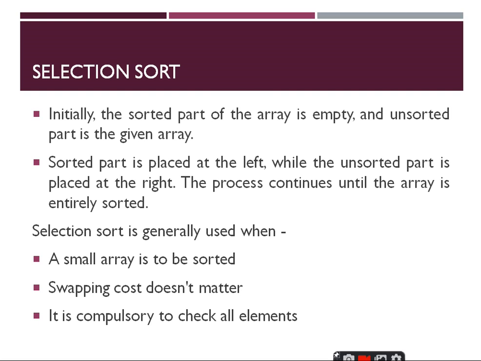Now selection sort is generally used when the given list is small and swapping cost doesn't matter. In that situation we make use of the selection sort algorithm, and also when it is compulsory to check all the elements in the given list. So if the given list is small, swapping doesn't matter, and it is necessary to check all the elements, only then will we use the selection sort algorithm.